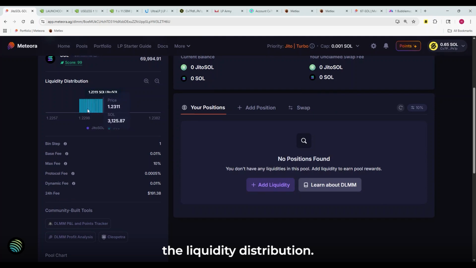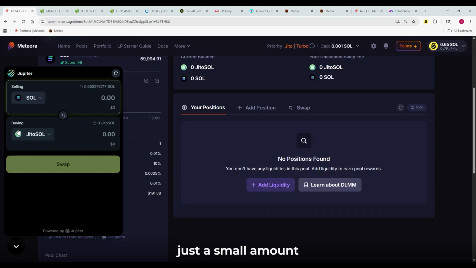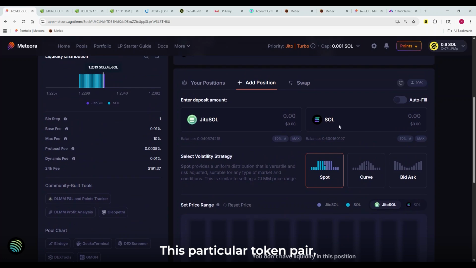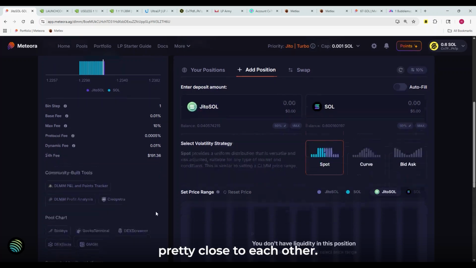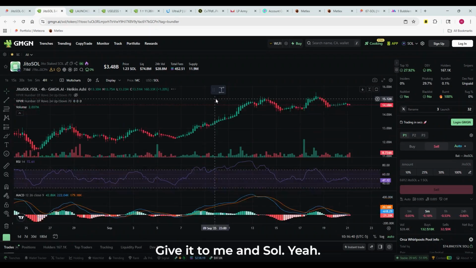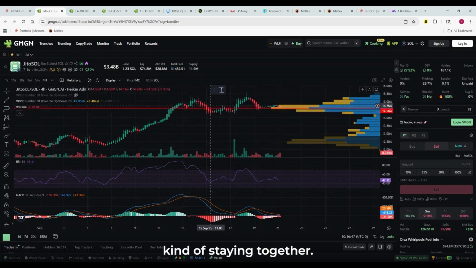And we can see the liquidity distribution. It's pretty tight. There's nothing out here really of significance. Most of the liquidity is within that range right there. I'm going to purchase just a small amount for the demo. Okay, so there's two ways to think about this particular token pair, because the price of JitoSOL is very dependent upon SOL itself. If SOL pumps, the price of JitoSOL is going to go with it, and same with the dump. So it's going to stay pretty close to each other. And you can look at the chart and see that. Okay, last 4 hours. Give it to me in SOL. Yeah, so they're kind of staying together.